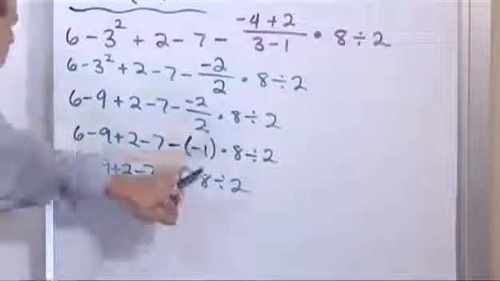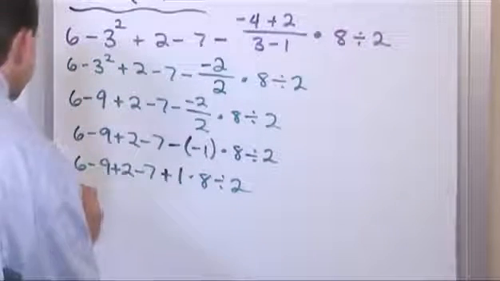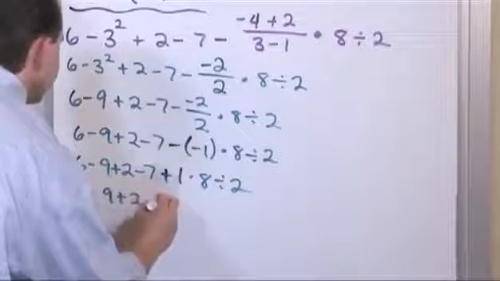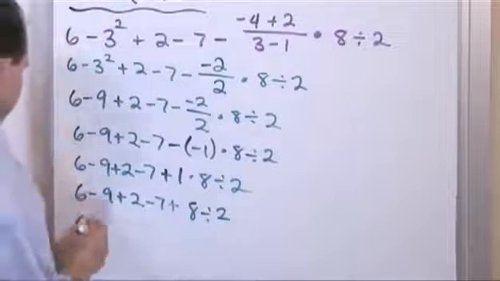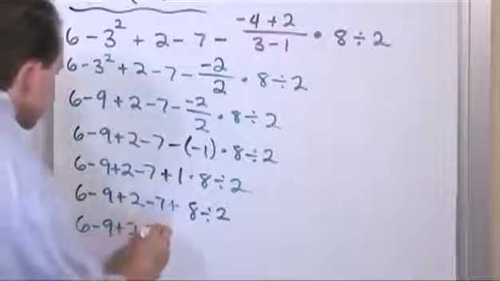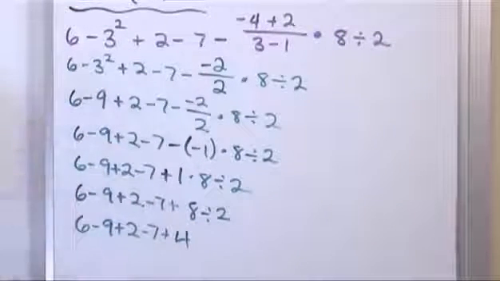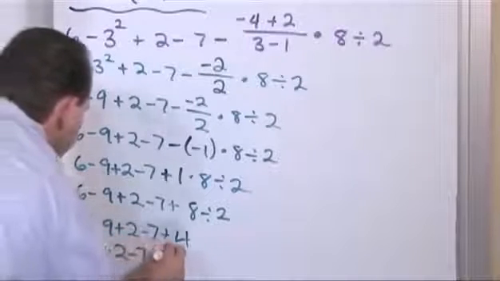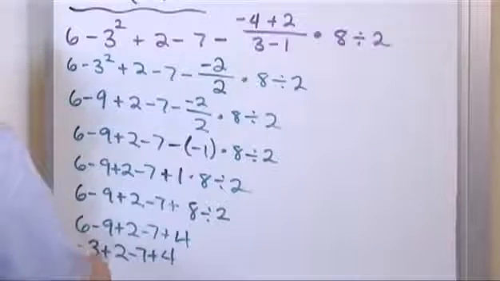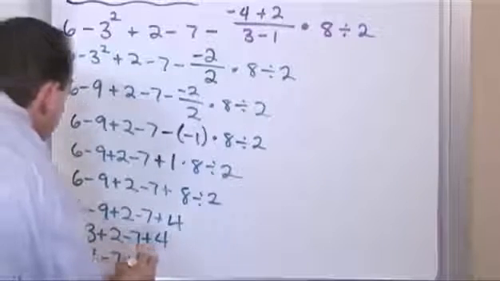Now we continue going down the line. We did this multiplication. Now let's do this multiplication and then that division. 6 minus 9 plus 2 minus 7 plus 1 times 8 is 8. Got to divide by 2 at the end. 6 minus 9 plus 2 minus 7 plus, and then 8 divided by 2 is 4, getting much, much smaller. Now it's just going left to right. 6 minus 9 is going to give us negative 3, so we have negative 3 plus 2 minus 7 plus 4. And then continuing on, negative 3 plus 2 is going to give us negative 1 minus 7 plus 4.